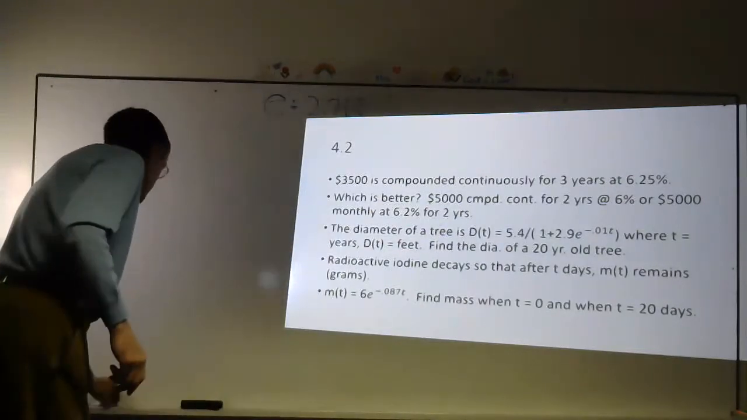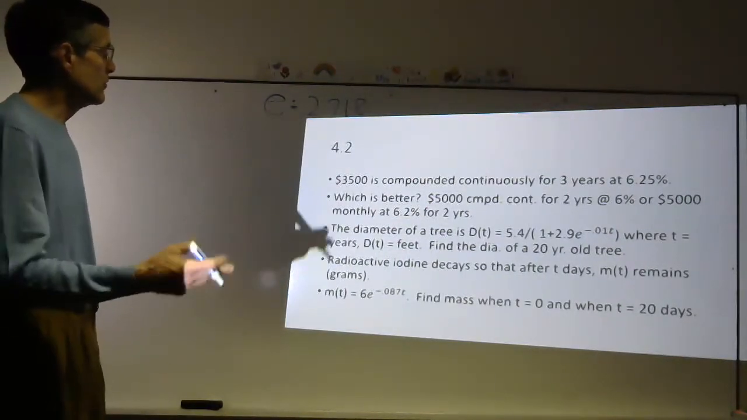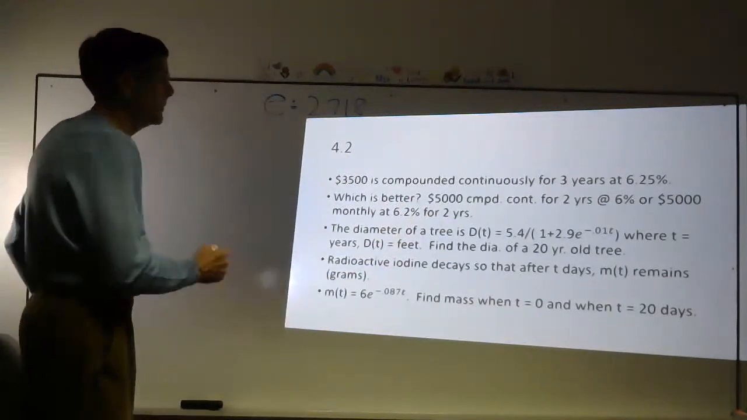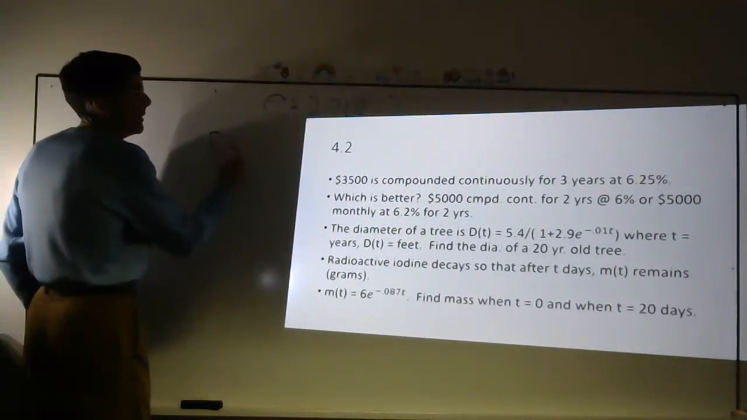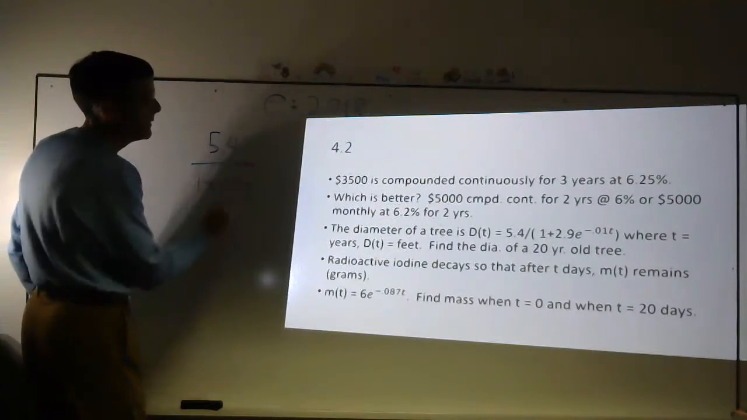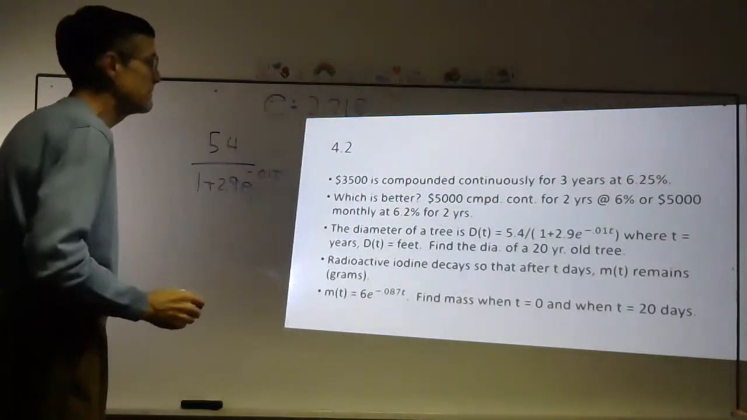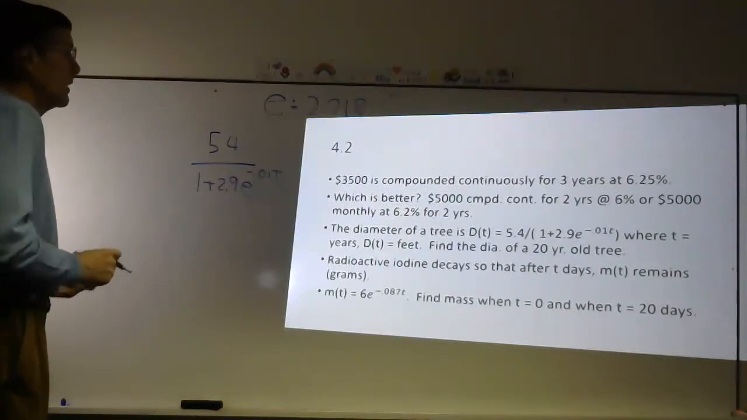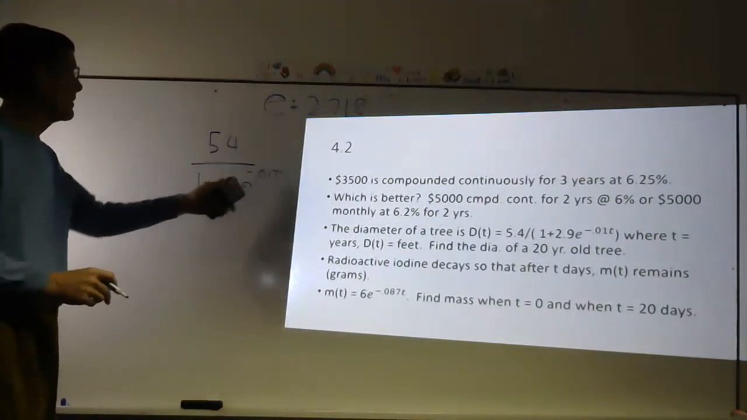All right, next. Diameter of a tree, where T is in years, D of T will give you the diameter in feet. We know the formula is 5.4 over 1 plus 2.9 e to the negative 0.01 t. Okay? All right, find the diameter of a 20-year-old tree. All right, let's do that. So I'm going to put 20 in for t and just crank this out.